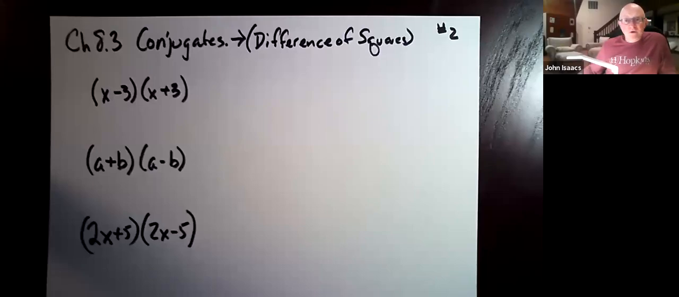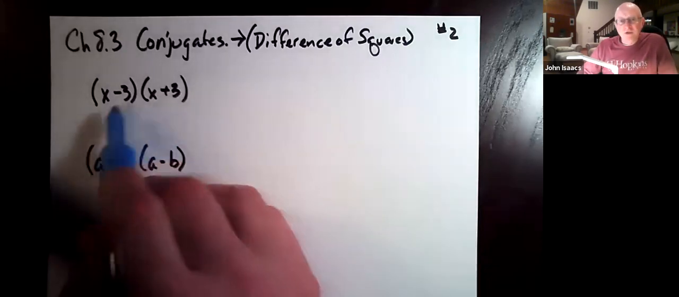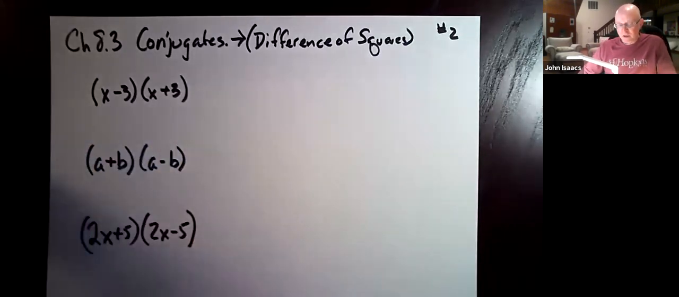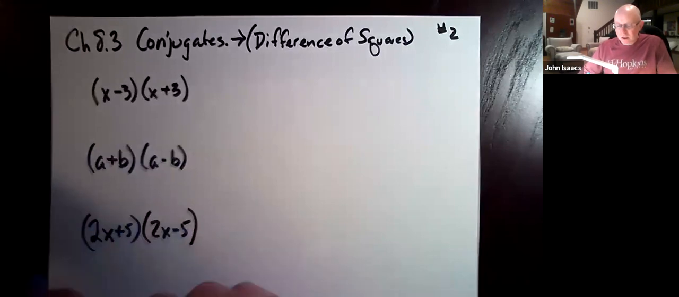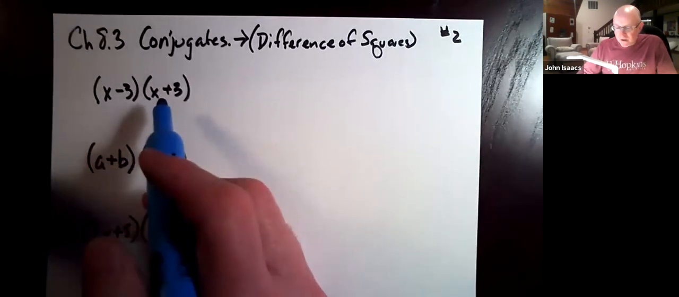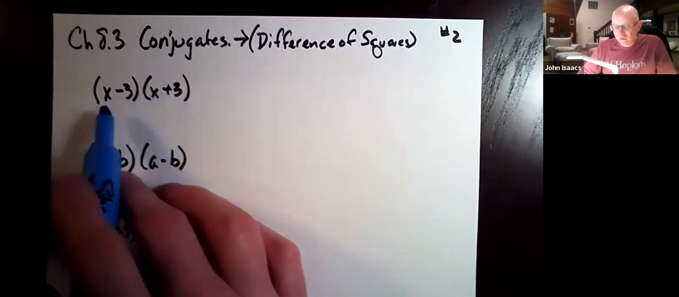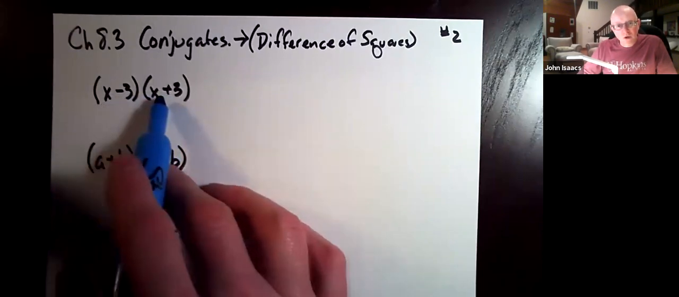Okay, this is another special case. Very, very important one, actually. I call these conjugates, multiplying by the conjugate, x minus 3 times x plus 3. And we've talked a little bit about the conjugate, but conjugates are two binomials that have only a difference in one of the signs.